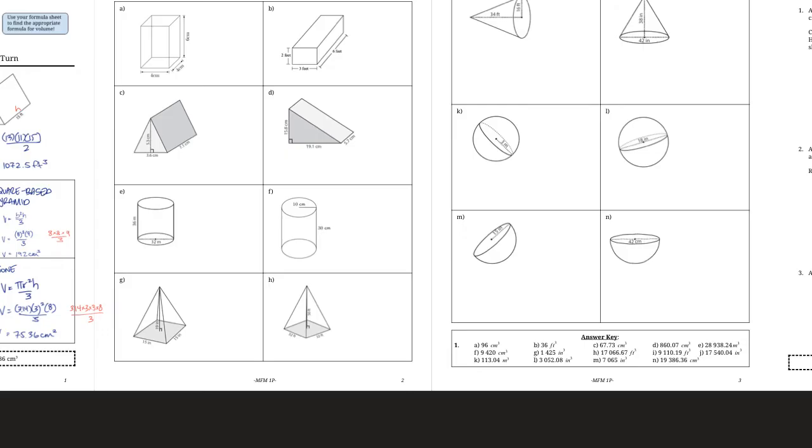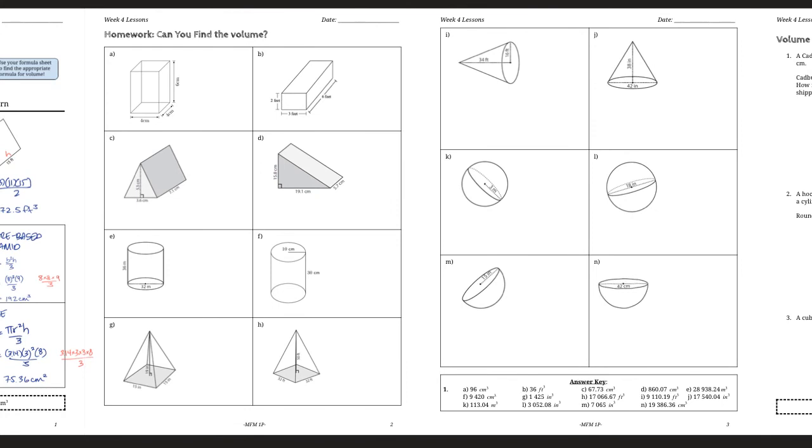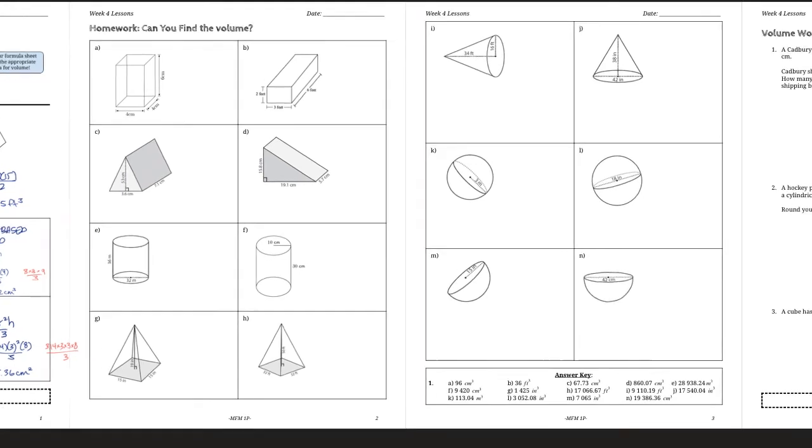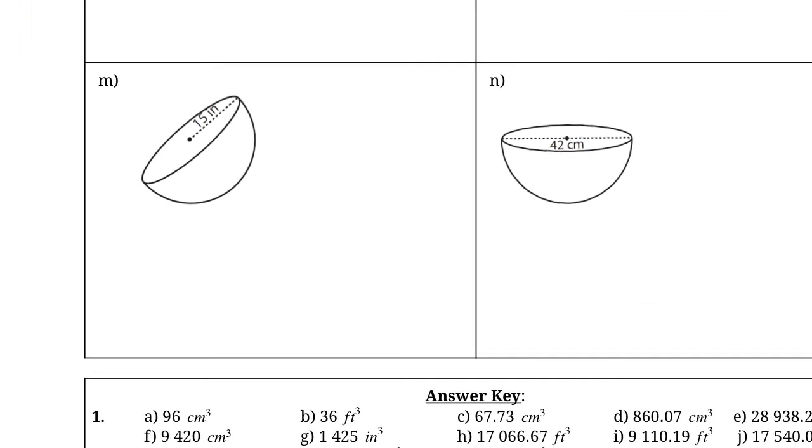So now it's your turn to try all of these questions on the page. I'm going to give you a hint for M and N. If you're stuck on M and N, they look funny because you don't see the shape on your formula sheet. But what shape are they? Well, they're actually half a sphere.